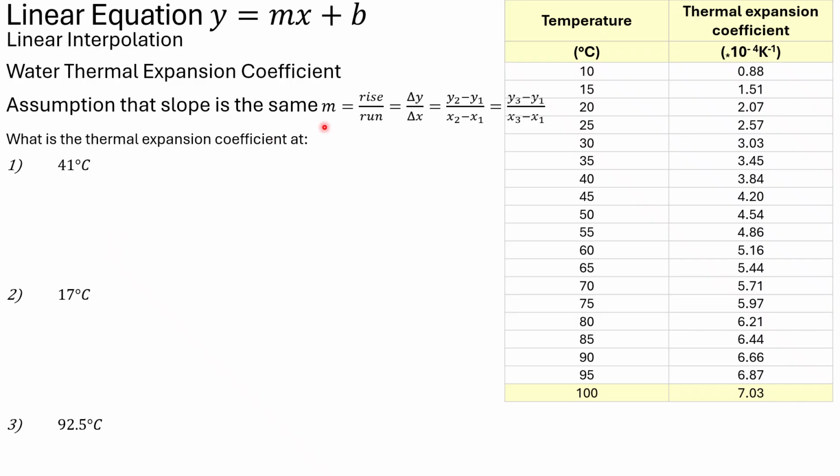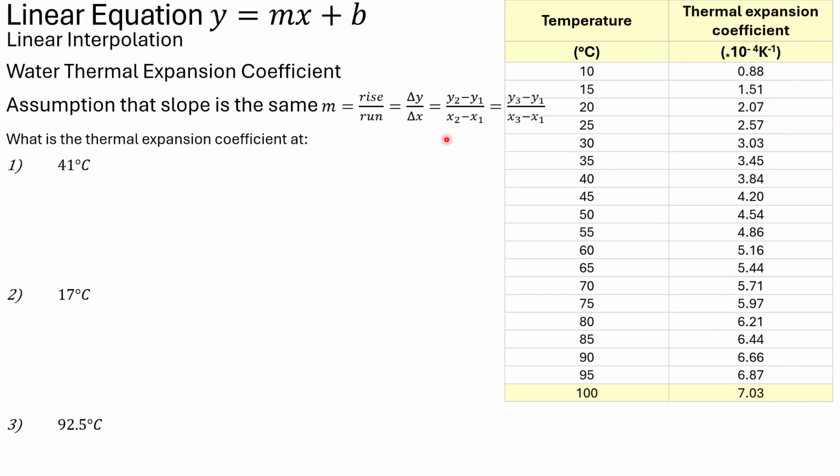So that's why I have this right here. Right? The assumption is that the slope is the same. Right? So m is the slope, defined as rise over run, or a change in y over a change in x. And it probably makes a lot more sense in this form. So I often think about point 1 and point 2 as points on the table, and point 3 as the point that you're trying to solve for, right?